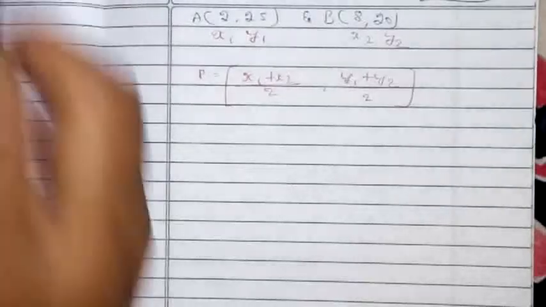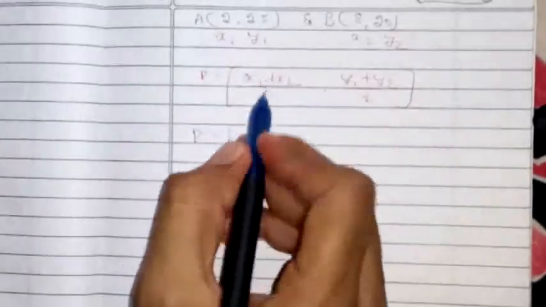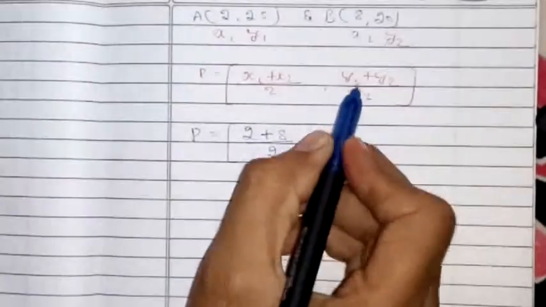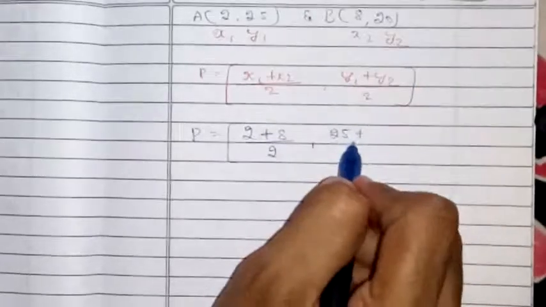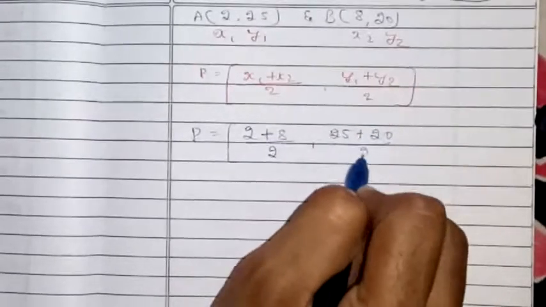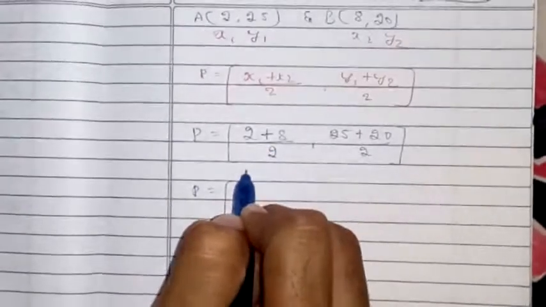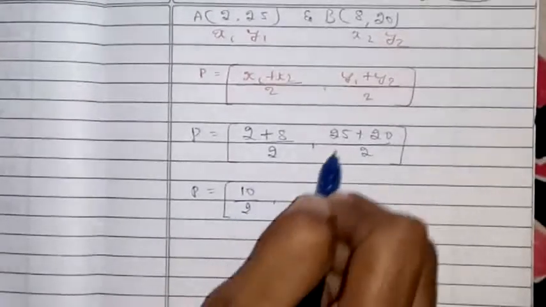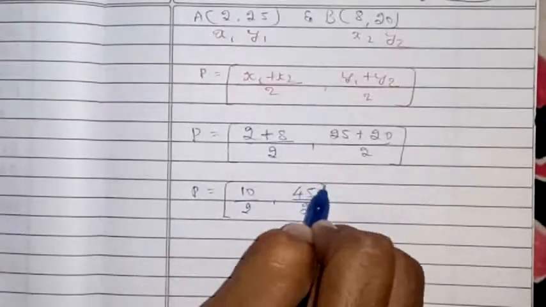Now you have the values, just apply the values to this. So P equals, what is x1? x1 is nothing but 2. Here 2 plus x2 is 8, divided by 2, and y1 is 25 plus y2 is 20, divided by 2. Right? Now simplify this. P is equal to 8 plus 2 is 10 by 2, and 25 plus 20 is 45 divided by 2. Right, children?